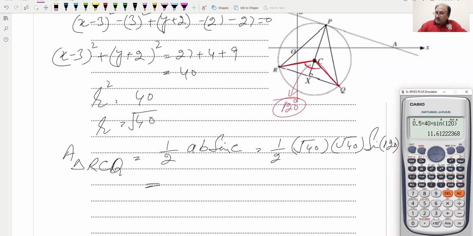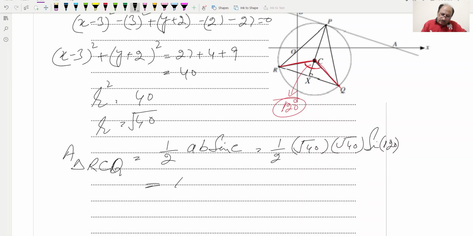11.61. But because they are asking for the exact value, we will separately find sine of 120. Basically this was in radian mode, so we shift the mode to degree mode, and this will be root 3 by 2. Hopefully we'll get it in root format also, so we multiply this by 40 over 2, which will be 20, so this will be 10 root 3. This will be the exact value, and this one is for one triangle.